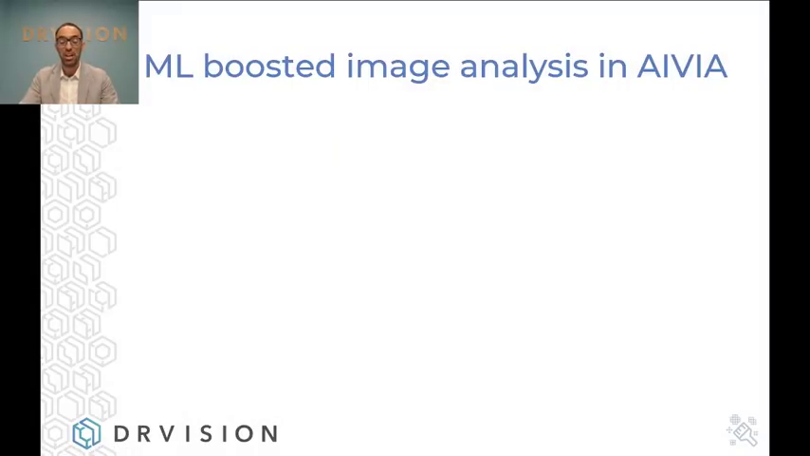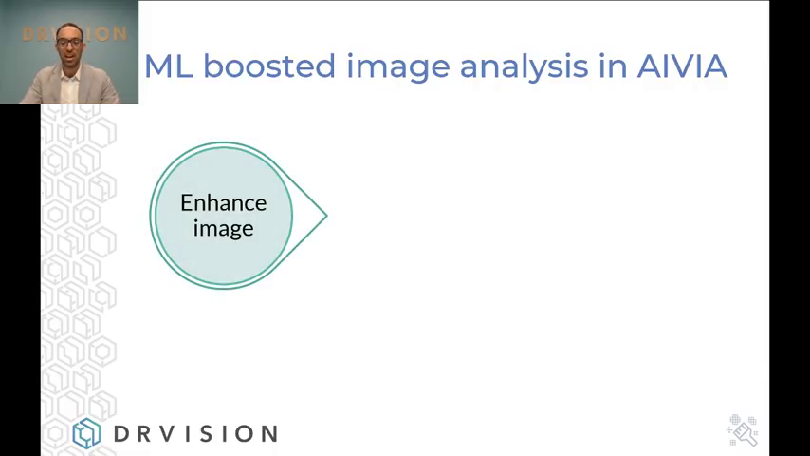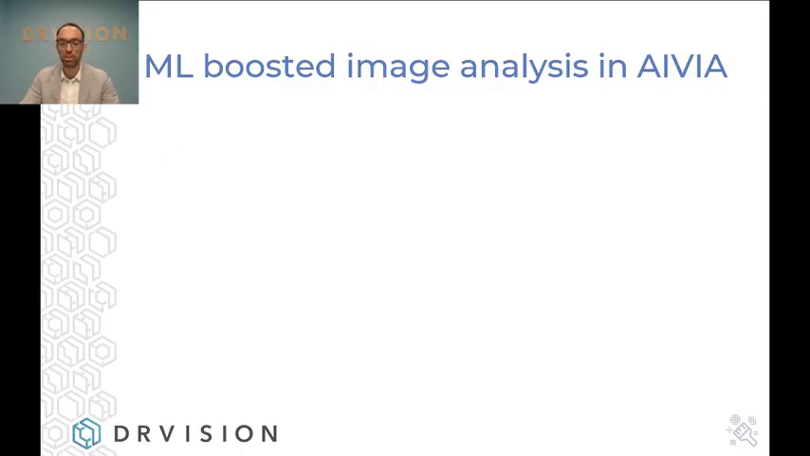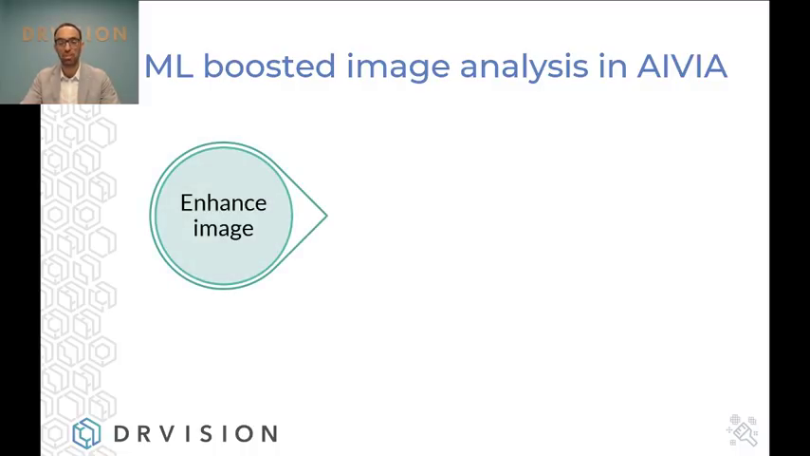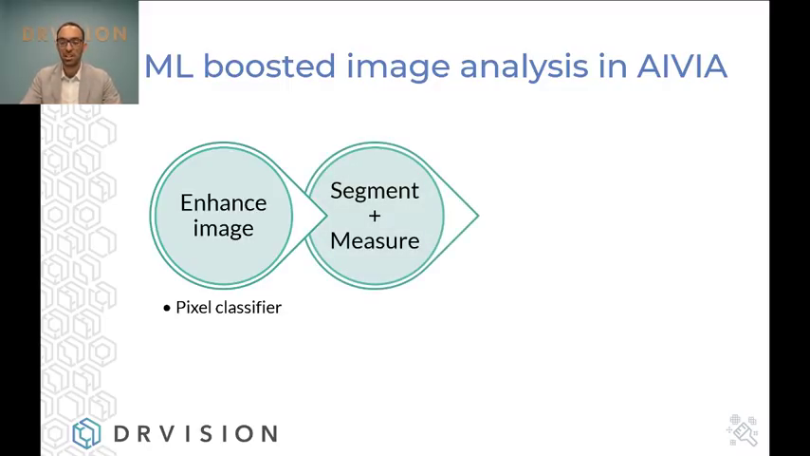So right now, Aivia is certainly infused with machine learning technology. We already had object classification, and deep learning for image segmentation, but this is the full workflow. So you can now enhance your image when you get it from the microscope. You can enhance it using the pixel classifier that we just described. You can then segment and measure either using the regular algorithms that we have.